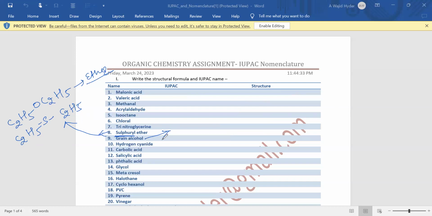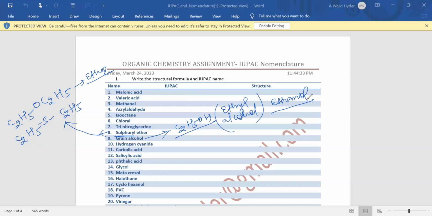Fine. Grain alcohol. What is grain alcohol? C2H5OH. Ethyl alcohol means grain alcohol. This is the common name. What is its IUPAC name? Ethanol. So grain alcohol is C2H5OH, that is ethyl alcohol. You know alcohol? In general, alcohol means C2H5OH.